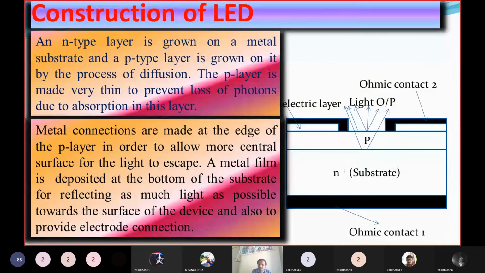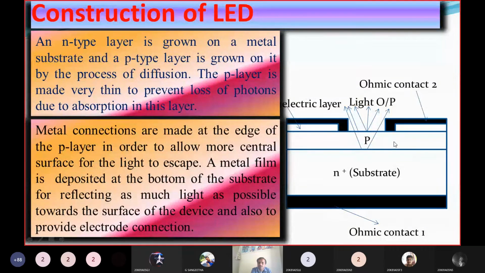In that LED we are using a PN junction diode. How do we make the PN junction diode? Initially we take one metal substrate. On that substrate we deposit the N-type semiconductor layer, and it will be grown on the substrate. Above the N-type semiconductor layer, the P-type semiconductor will be deposited and grown. Here there are two different regions, this is N-type and this is P-type, so a junction will be formed in between the N and P-type.